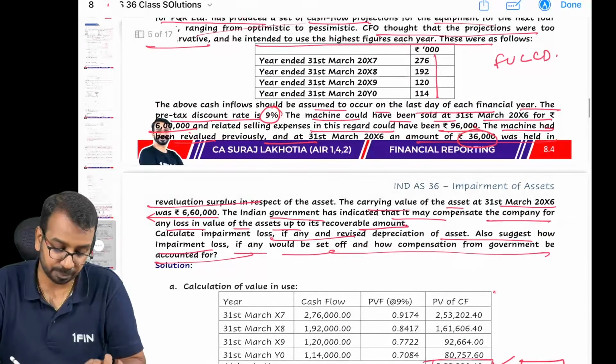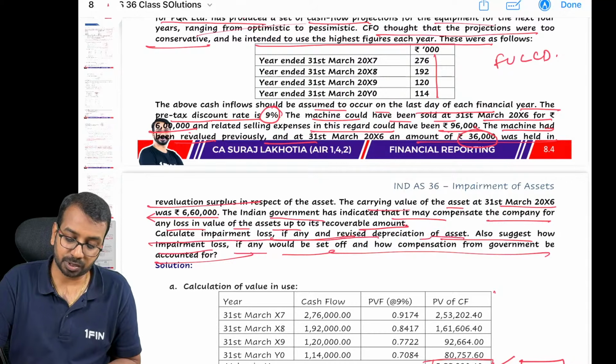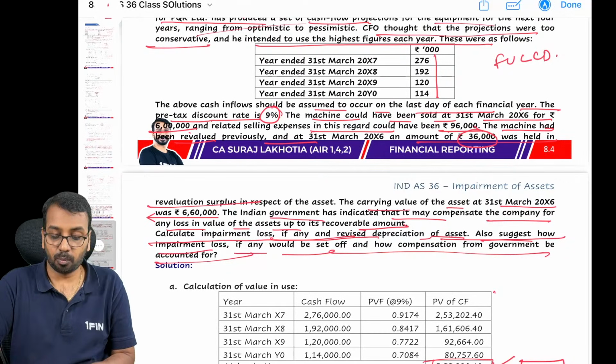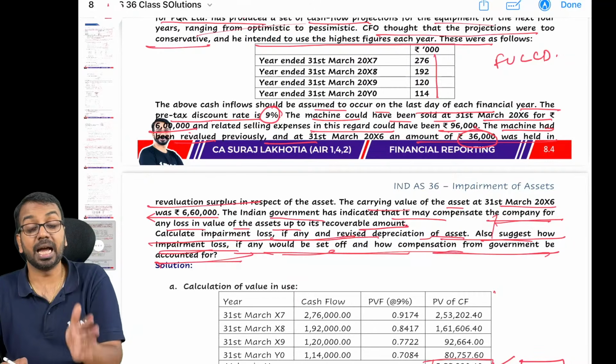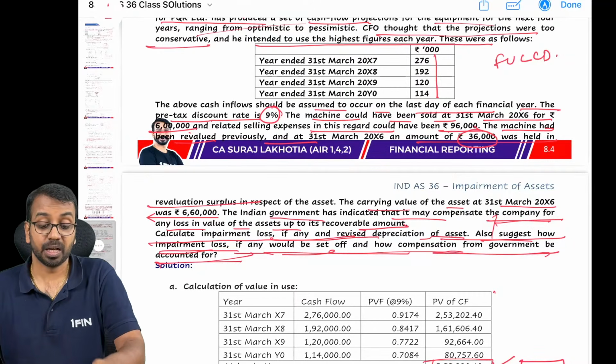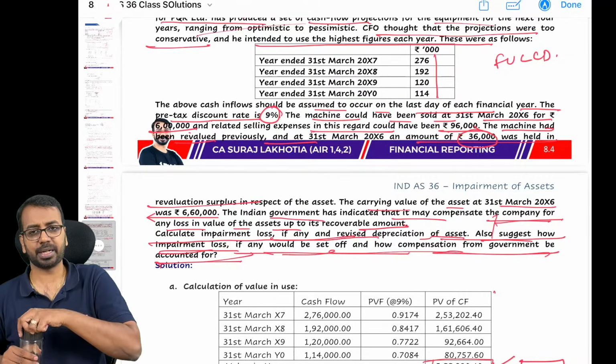Now here, see, what is the question? Calculate impairment loss and revise depreciation. Also suggest. So the moment they say suggest how the impairment loss would be set off and compensation from the government would be accounted for, you have to give a descriptive answer. Compensation from the government is what? It's a government grant. So it will be dealt with as per government grant.